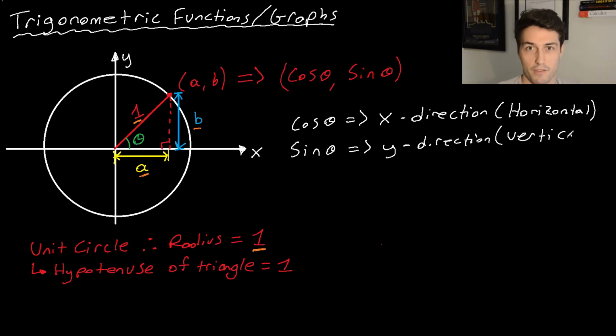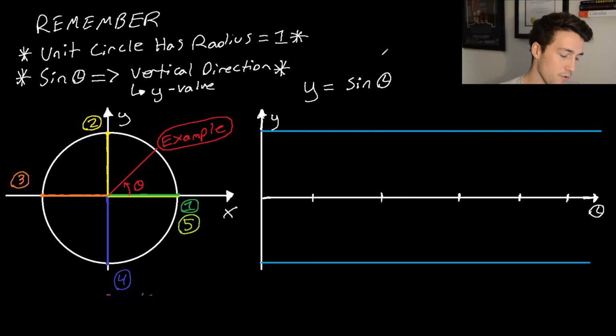So now that we have the background of the unit circle, we can move forward into the actual sine graph. So again, the unit circle has a radius of 1, and that also is the hypotenuse of 1. And sine of theta is the vertical direction, or the y value. So I've color-coded this unit circle where we're first going to look at the green line, and that's going to be point number 1 on our sine graph.